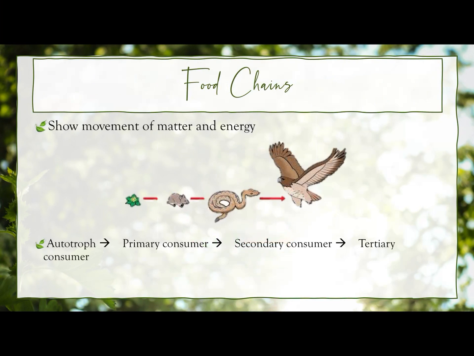We can talk about food chains. Remember with food chains that your arrows are always going to represent the movement of matter and energy. So matter and energy from the autotroph is going to move to the primary consumer. From there, it's going to move to the secondary consumer. So the autotroph gives up, and I'm using air quotes there, gives up its energy and matter to the primary consumer when it is eaten.